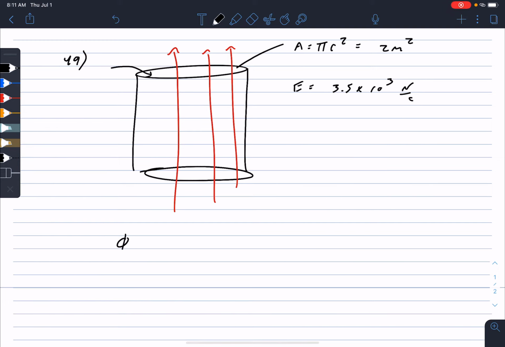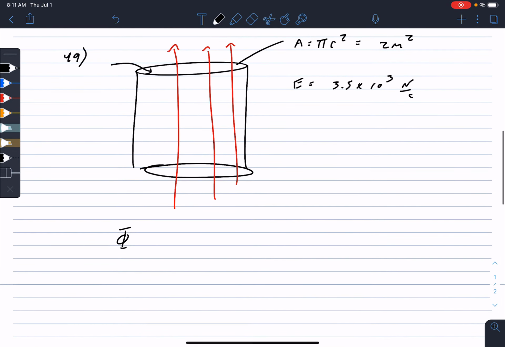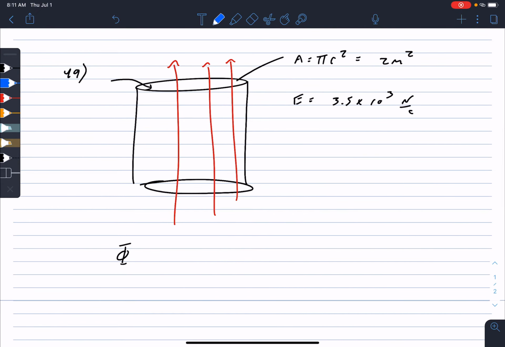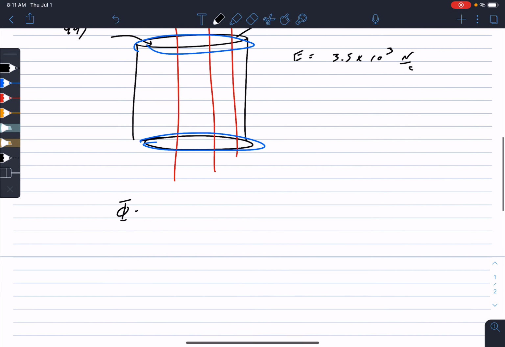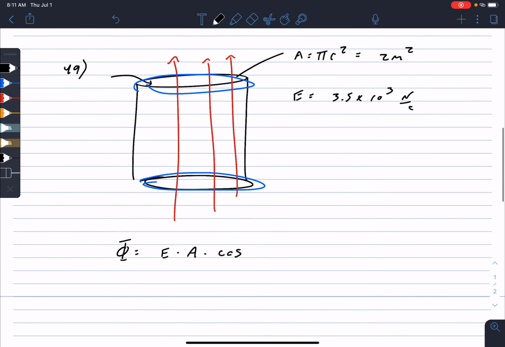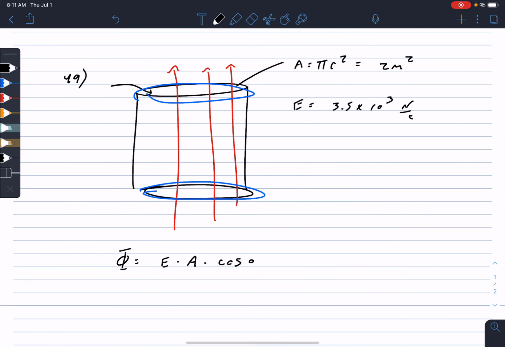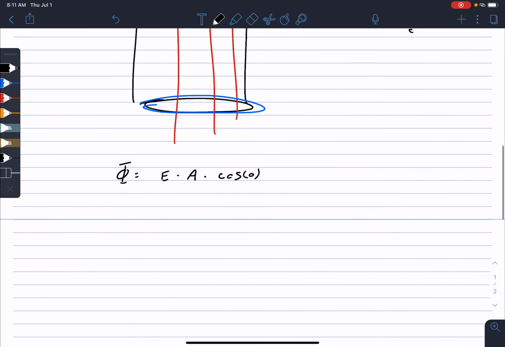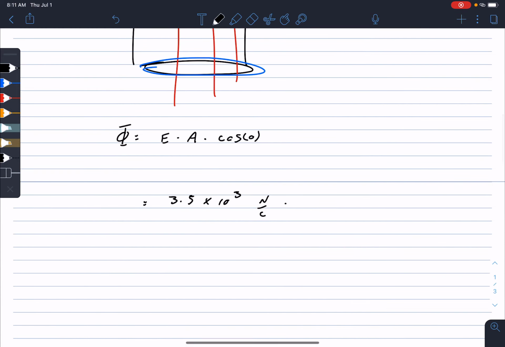And so we're just going to use the same theorem that we did before. But this time we have to be careful because we actually have two surfaces. So we're going to take the flux through this surface, and then we're going to take the flux through this surface and add them up. So we have E times A times cosine of, well, the angle is 0 because it's perpendicular, right? So that's just 1, which gives us 3.5 times 10 to the 3 newtons per coulomb times 2 square meters.